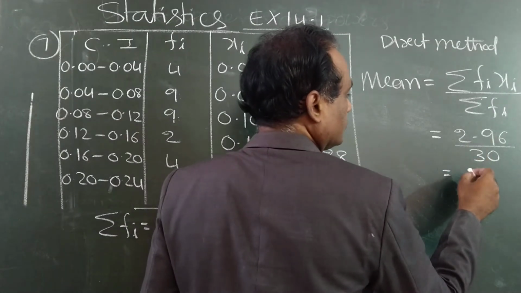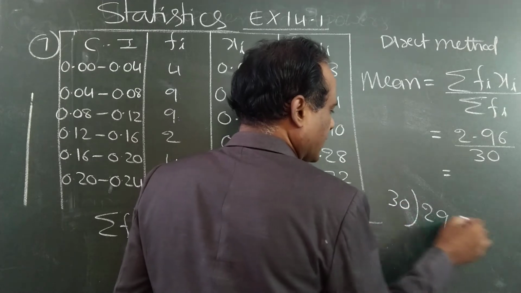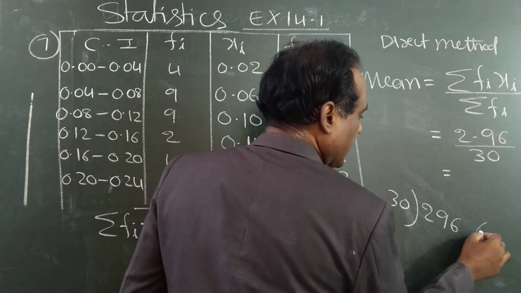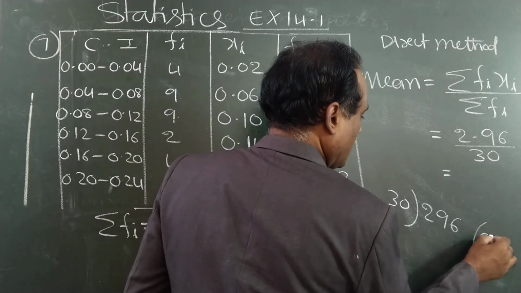3 table. First you do 296 by 30. After that we can keep the decimal. 3 nines are.